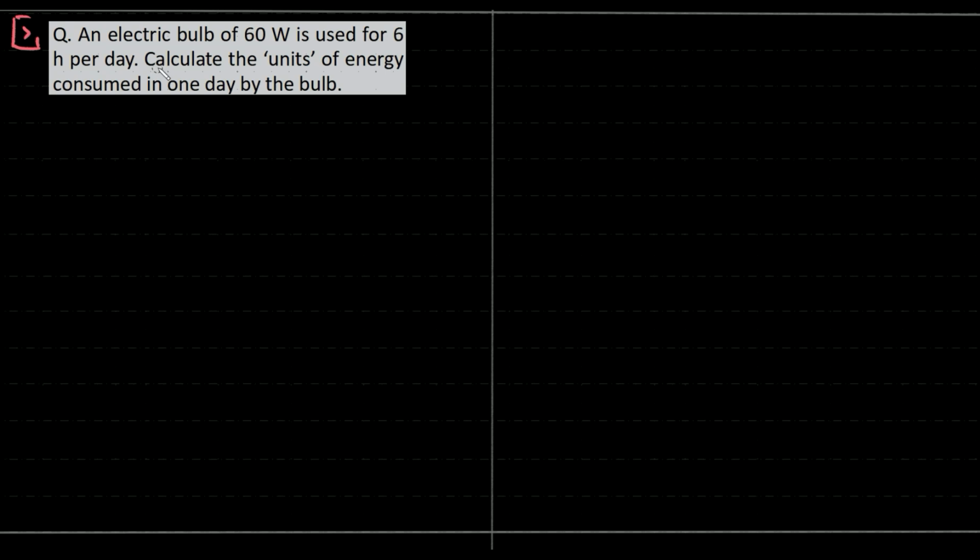The idea of unit, that is the commercial way of measuring energy, will be a lot clearer once we do a set of questions. So let's begin with the first one. Here we have a bulb which is of 60 watt, which is used 6 hours a day. Calculate the unit of energy consumed in 1 day by the bulb. Okay. So let us write the given.